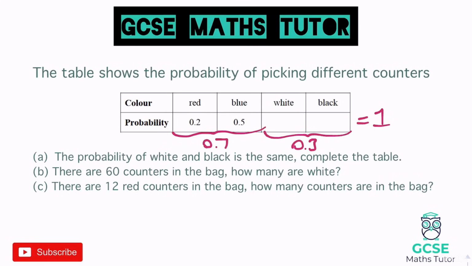I like to think of it as 0.30, because if they're both the same, we're going to have to halve that, and half of 30 is 15, so it's 0.15 for both of those, and now they add up to 1. Now for part B, it says that there are 60 counters in the bag.